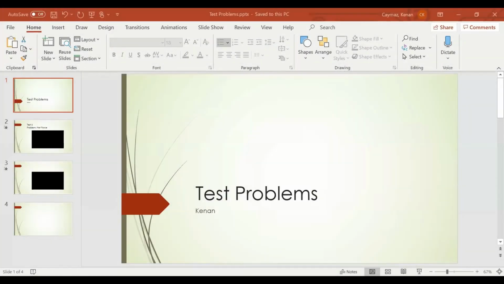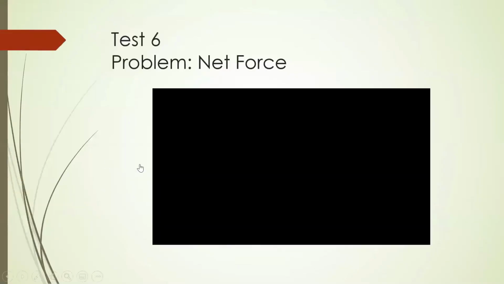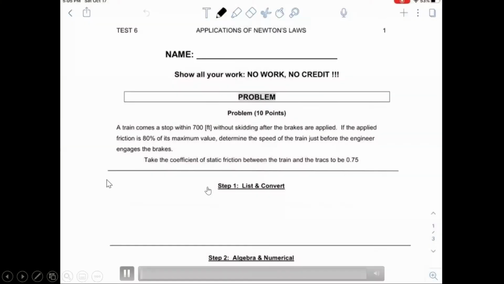Record and computer's on. All right, so it's going to be test number 6 problems. Test number 6, so it's going to be net force.